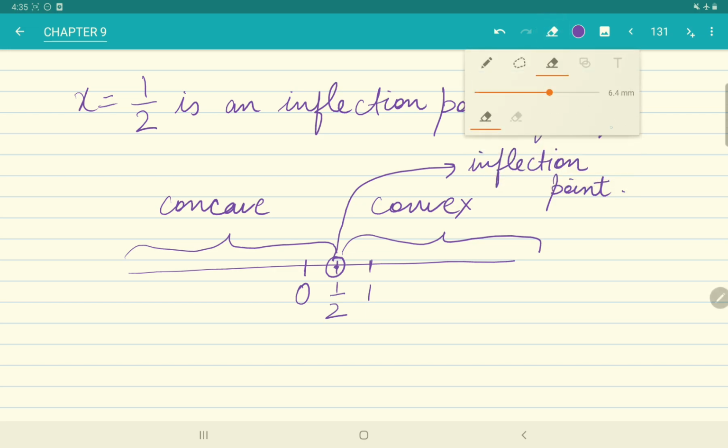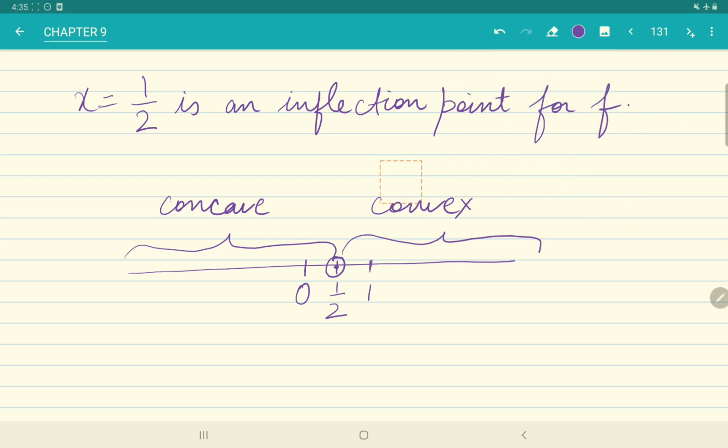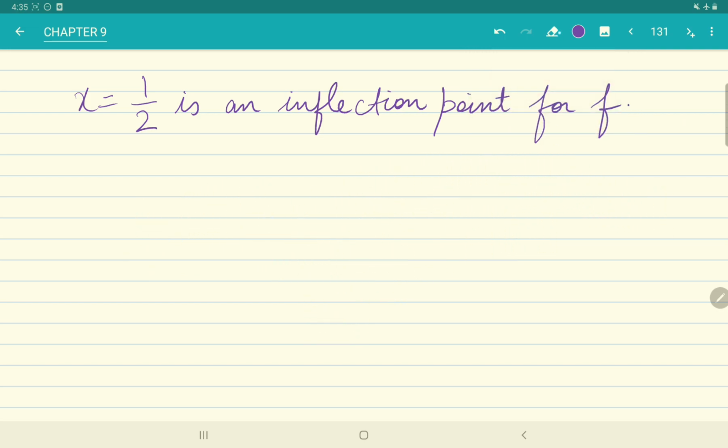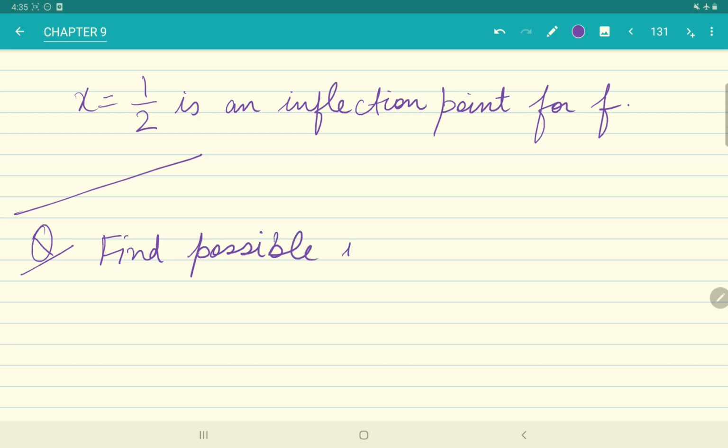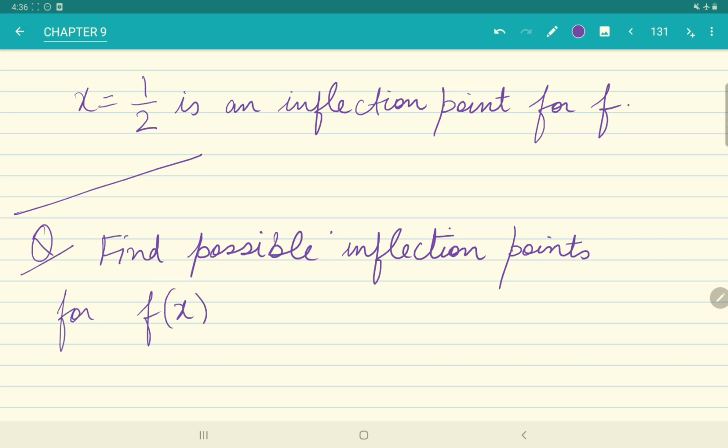Now we can get to another question. That question is that we have to find possible inflection points for f of x equal to x squared multiplied by e raised to the power x, and we have to draw its graph.